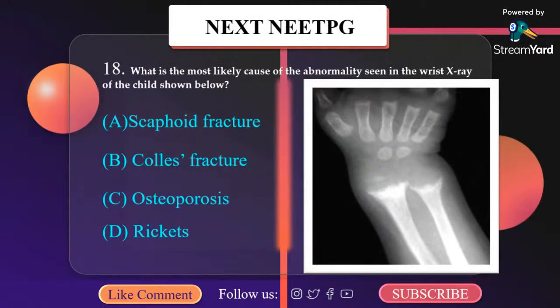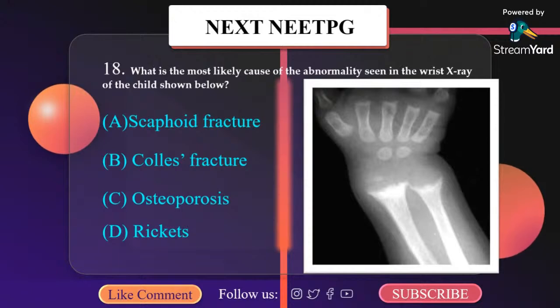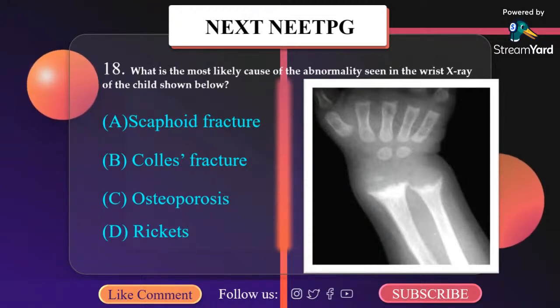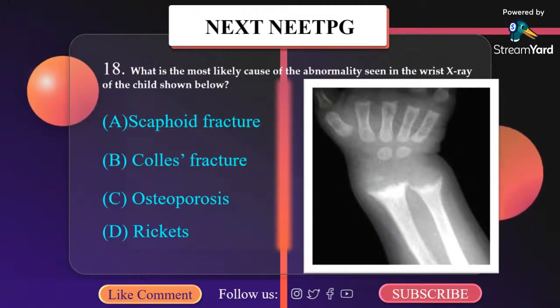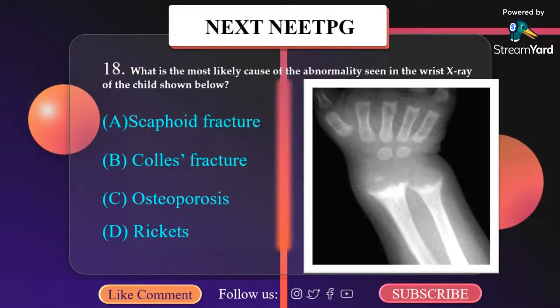What is the most likely cause of abnormality seen in wrist X-ray of the child shown below? A, scaphoid fracture, B, Colles fracture, C, osteoporosis, D, rickets. It is rickets.